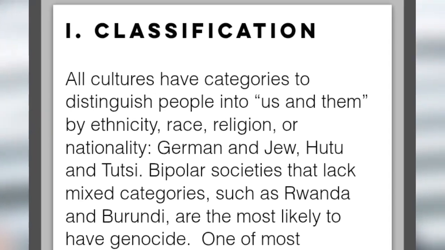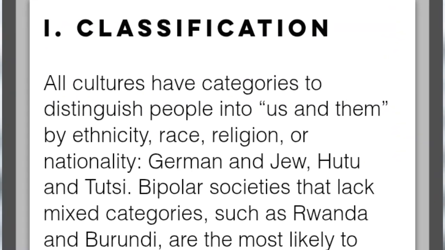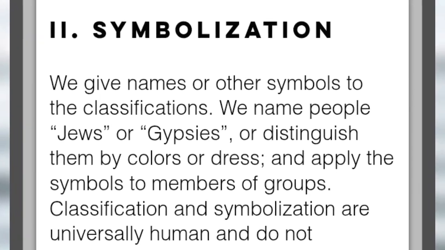In stage one, classification is when people are divided into us and them, basically what is still happening today, by ethnicity, race, religion, or nationality. I feel like that one is self-explanatory. Stage two is symbolization, where we give names or symbols for classification reasons. This can be forced upon the victim group, like the yellow star for Jews in, I don't want to say the word, but let's say Nazi Germany. I hope the YouTube algorithm isn't able to pick that one up.